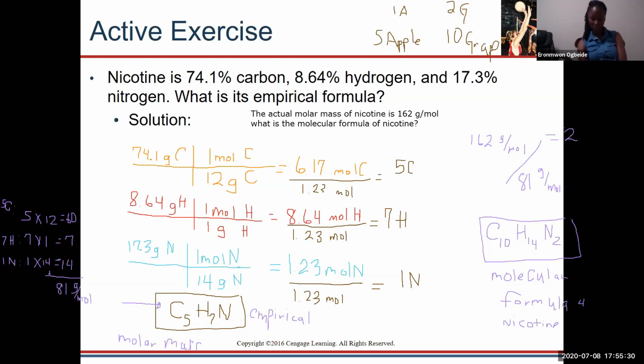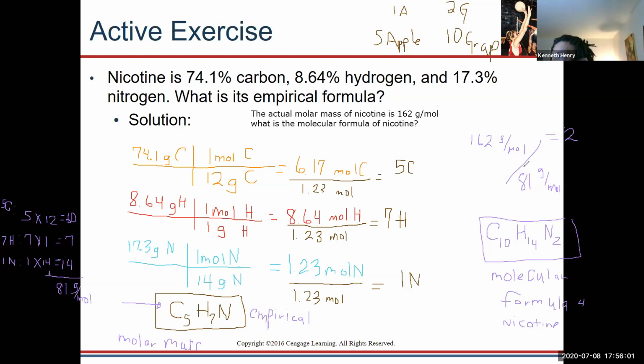Dr. Henry, I have a question. Yes? When we divided the 162 over 81, what were we trying to get? We were trying to get an integer to multiply our empirical number by so that we can get the molecular formula, the actual chemical formula for nicotine. So the empirical formula is the simplest form of that, but it's not the actual form. Do you understand? Okay.